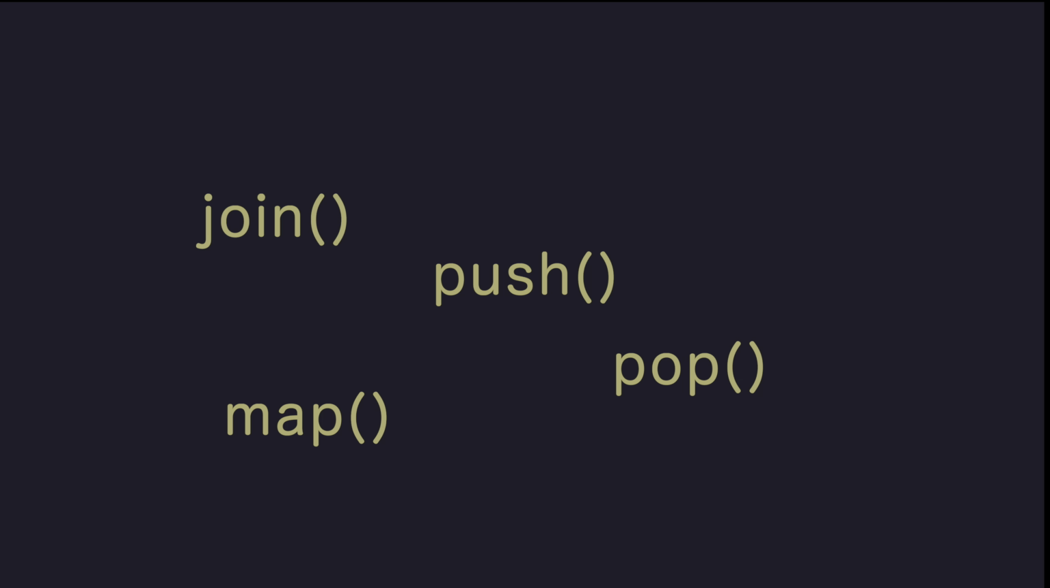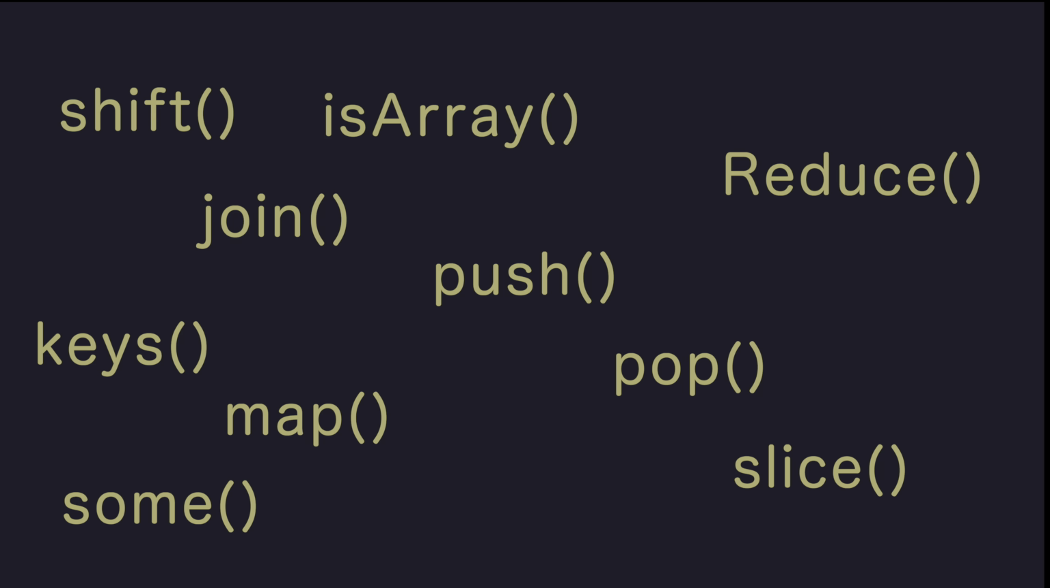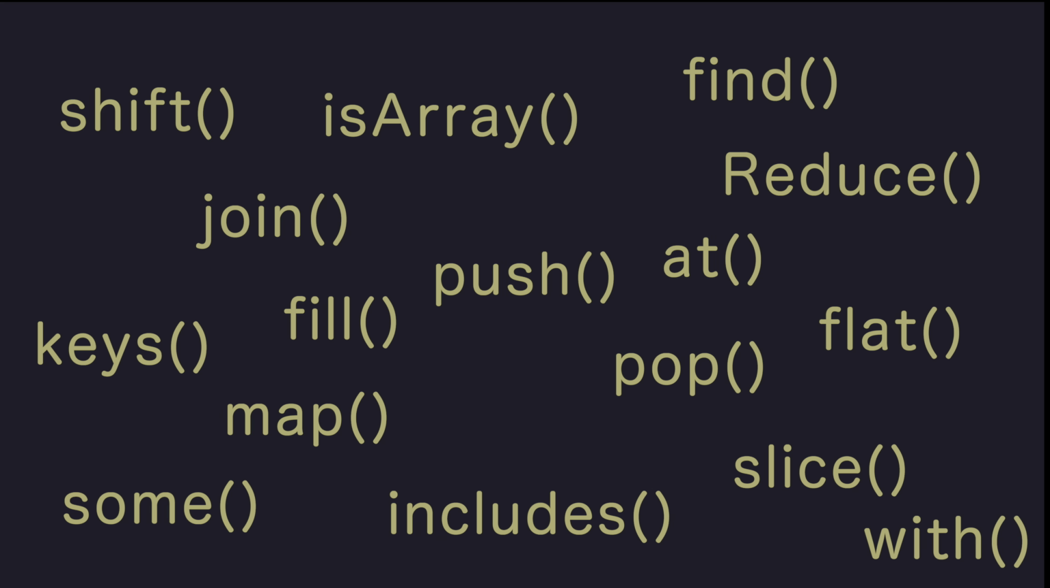In conclusion, arrays are a fundamental and versatile data structure in JavaScript that allow you to store and manipulate a collection of values. They offer numerous benefits, including ordered storage, flexibility, efficient access, and a wide range of built-in methods for various operations. Arrays can hold elements of different types, including strings, numbers, booleans, objects, or even other arrays.